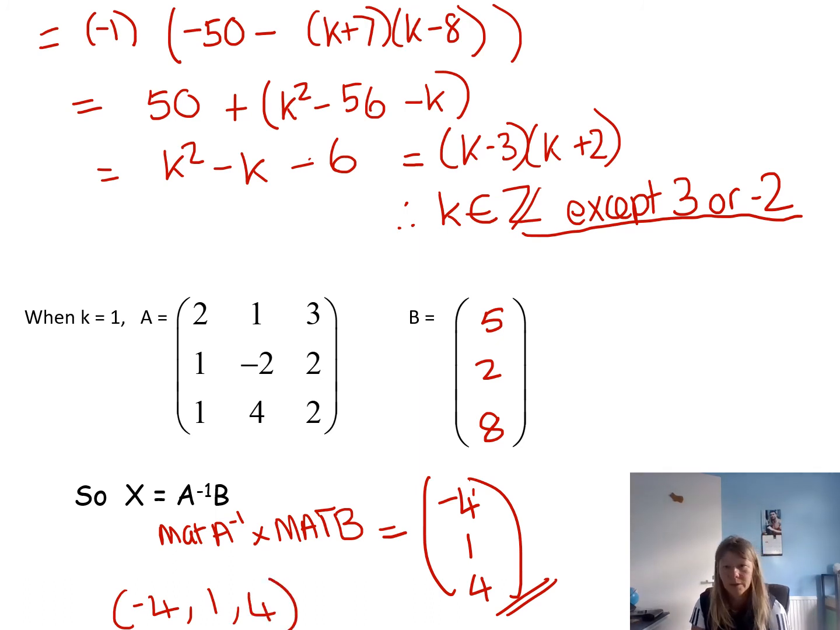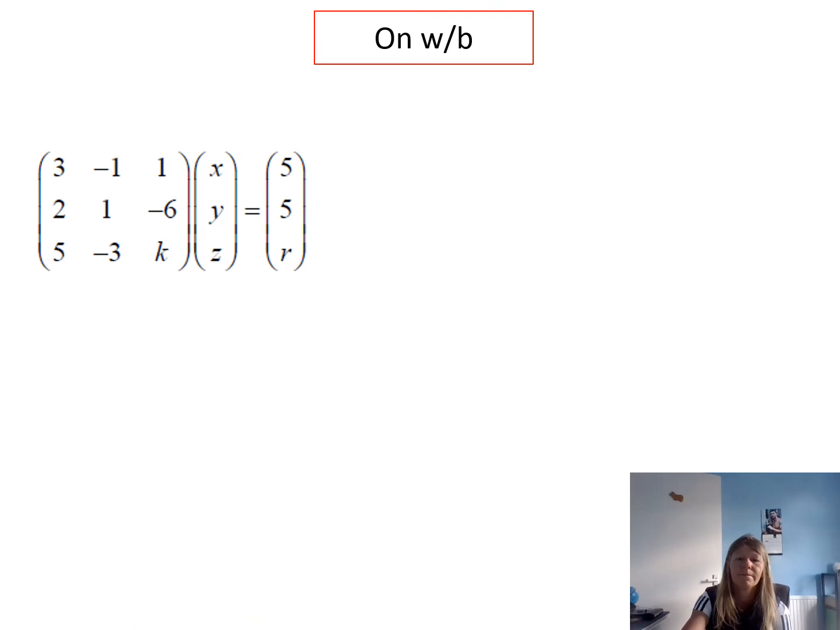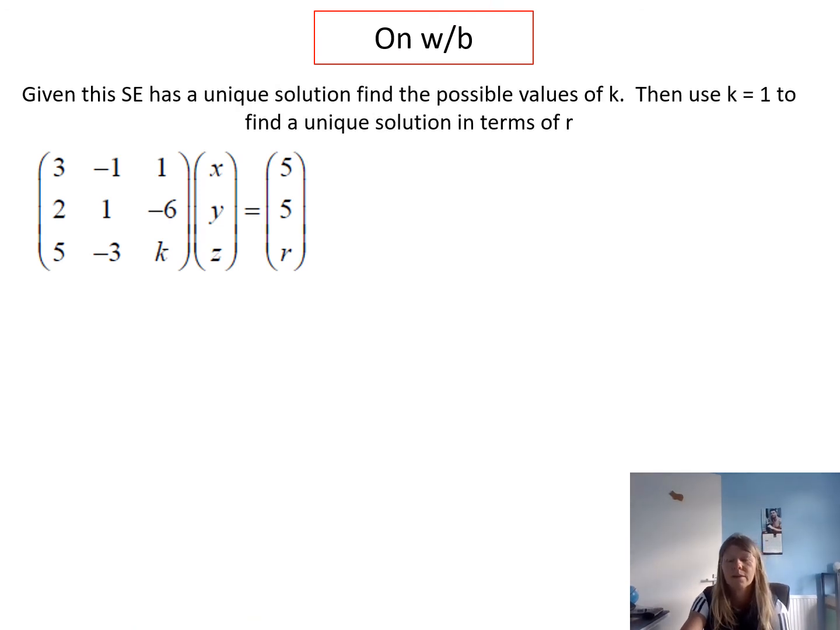Wonderful. Right, can you do a similar thing with this question? So very similar. Find the values of k for which it can't be a unique solution. And then take k to be 1 to find out what it will be if you use k as 1. So pause the video. Have a go.